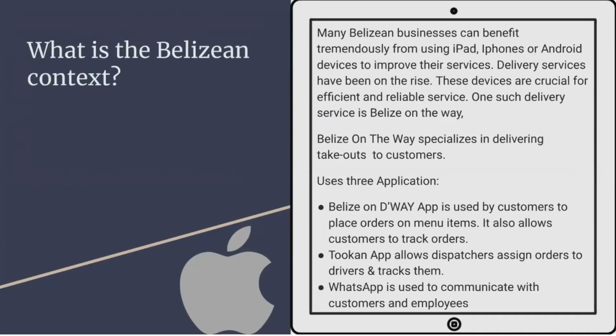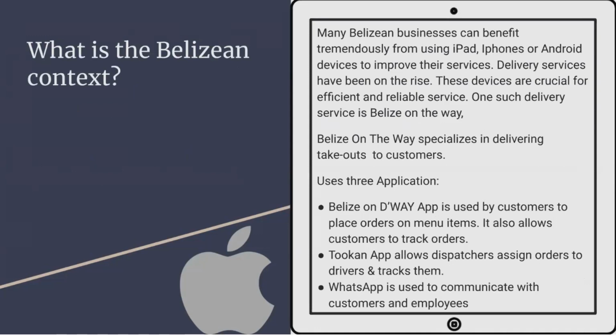What is the Belizean context? Many Belizean businesses can benefit tremendously from using iPad, iTouch, or Android devices to improve their services. Delivery services have been on the rise. These devices are crucial for efficient and reliable services. One such delivery service is Belize on the Way. Belize on the Way specializes in delivering takeouts to customers.